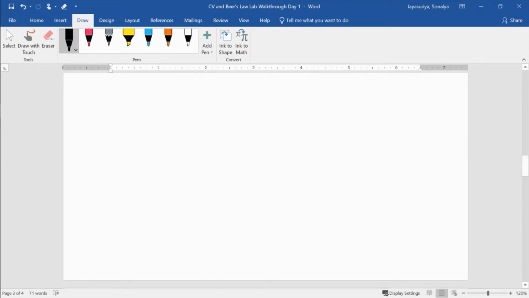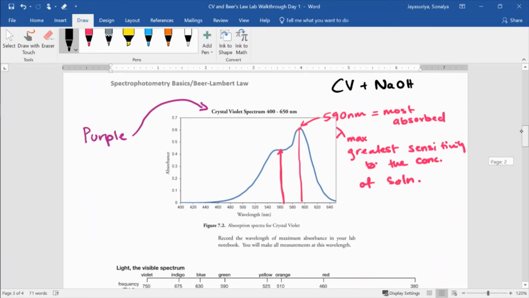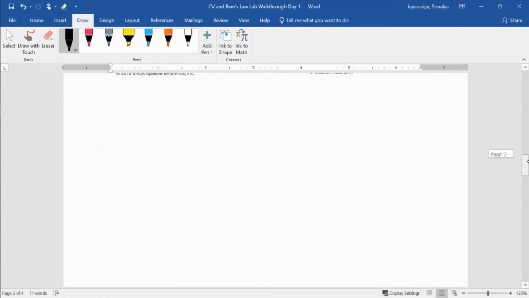So you understand now the difference between absorbance and transmittance. You understand what wavelength we are supposed to use, which is lambda max, and for crystal violet it is 590, but in the lab we use 565 because that is what our colorimeter has closest to the 590, okay? Then, here is Beer's law.